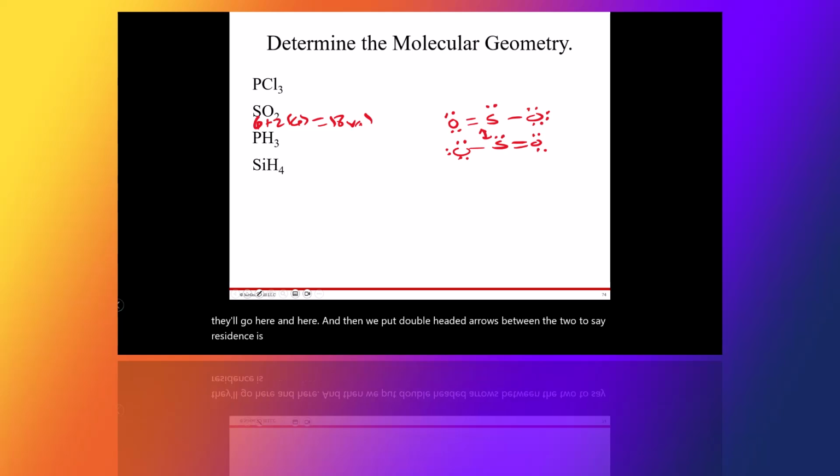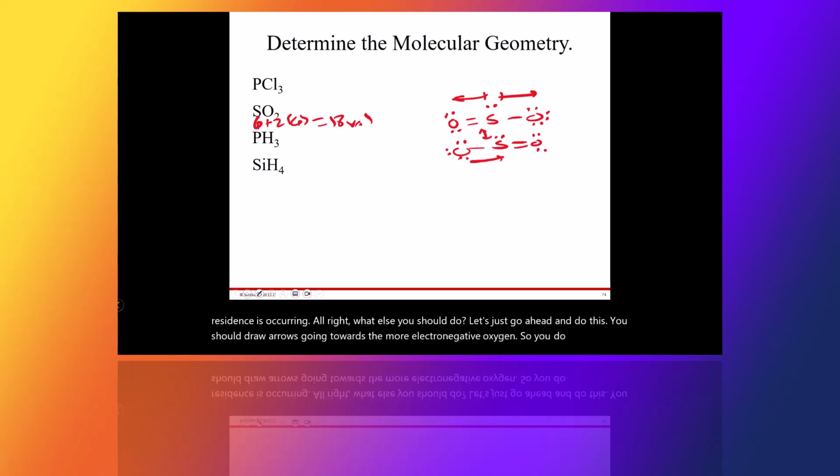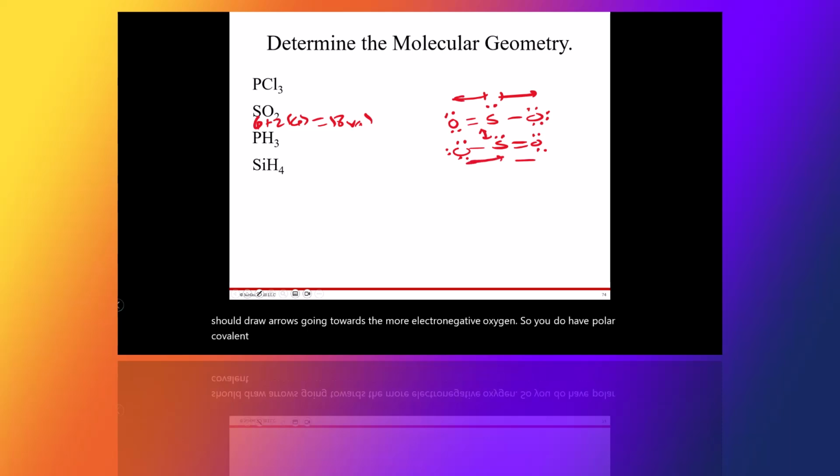All right, what else you should do, let's just go ahead and do this. You should draw arrows going towards the more electronegative oxygen. So you do have polar covalent bonds. The electrons are spending more time around the oxygens than the sulfur. Just keep that in mind.